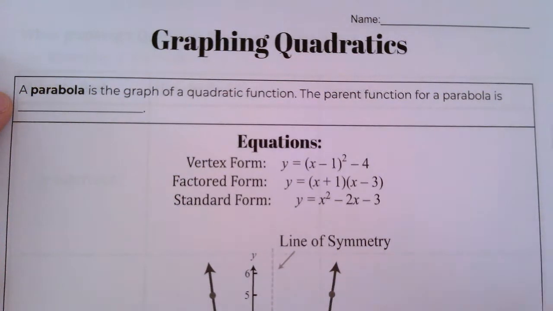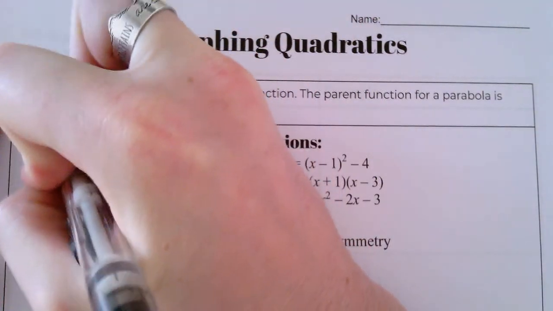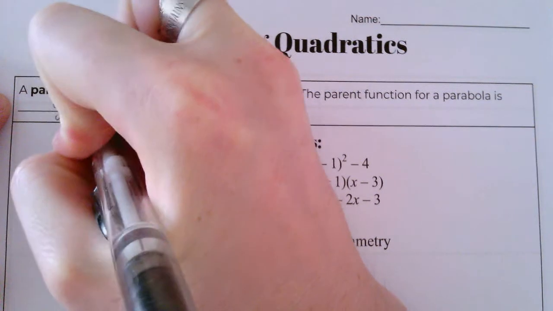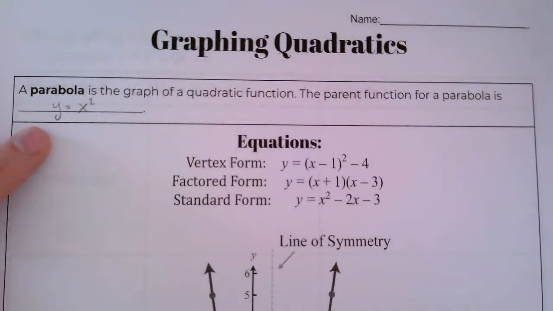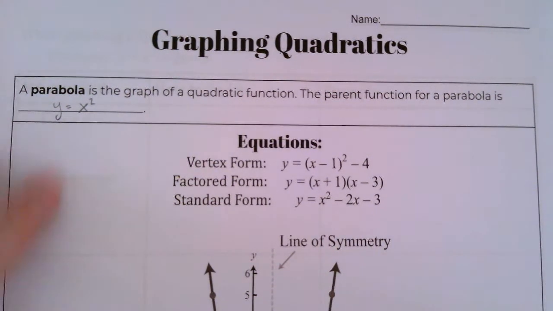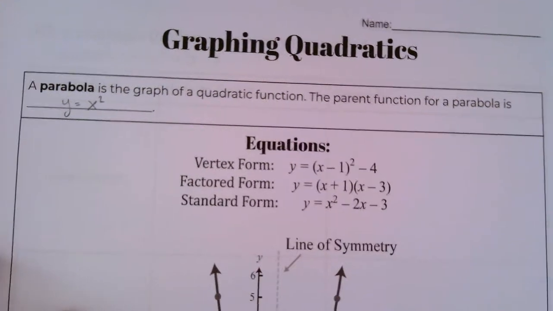The parent function for a parabola is, of course, the very simple function y equals x squared. So again, a parent function is your basic building block equation that gives you the general shape, and the x squared is just the most basic general parabola equation.